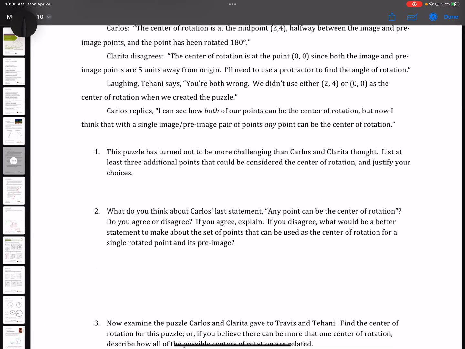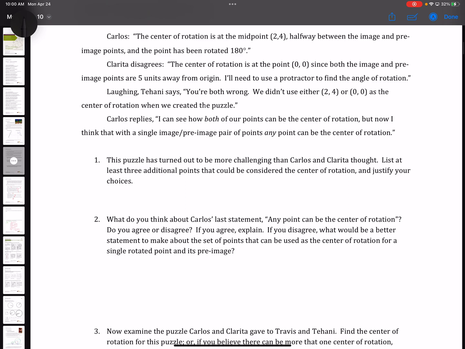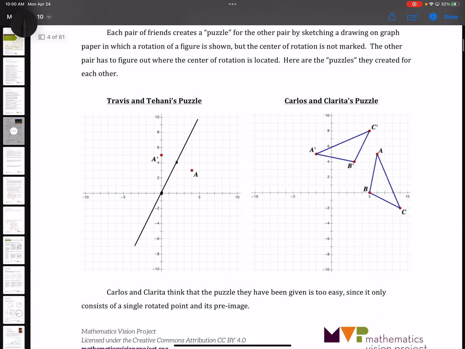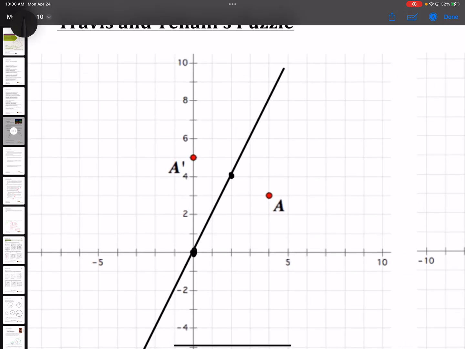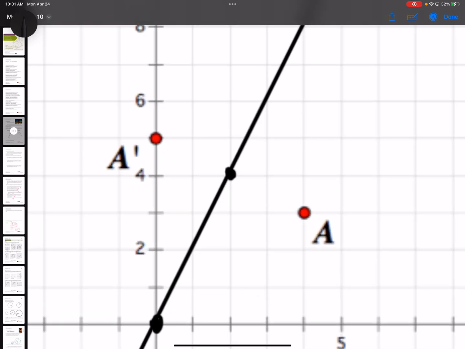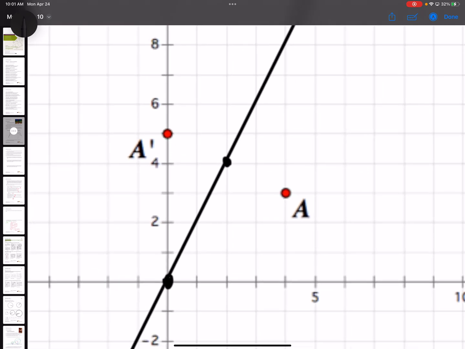So now what we need to do is find at least 3 additional points that could be considered the center of rotation. So what's another point that might be a center of rotation? 4, 6. There's a good one.